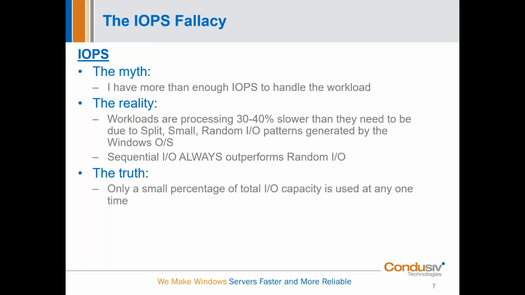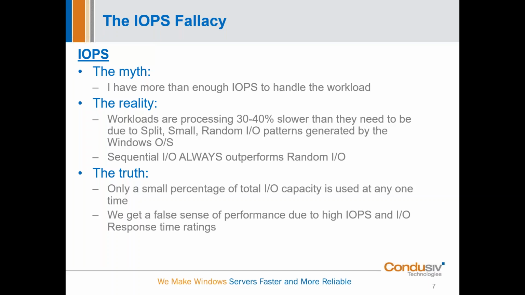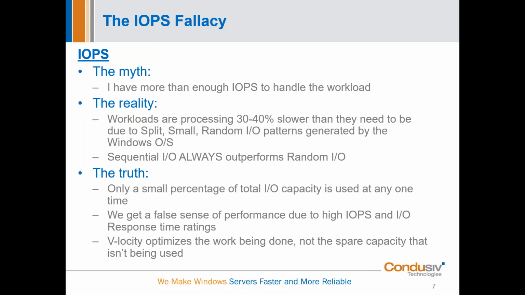Now, the truth of the matter is, as I mentioned, only a small percentage of your total IO capacity is ever used at any one time. Having this high IOPS rating really gives a false sense of security that we are maximized on our performance, especially with the second IO fallacy, which is the IO response time fallacy, which I'll talk about in just a second. Velocity focuses on optimizing the work that's actually being done, not the spare capacity that isn't being used. And I'll just give you a quick illustration of that.